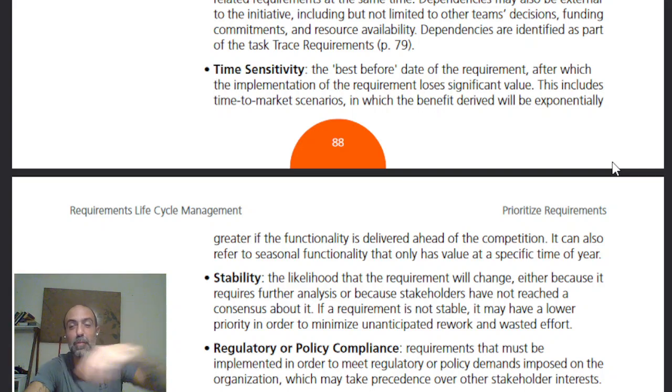Because you're tracing the movement, or tracing the activity, or tracing the connections. Time sensitivity: the best before date of the requirement, after which the implementation of the requirement loses significant value.